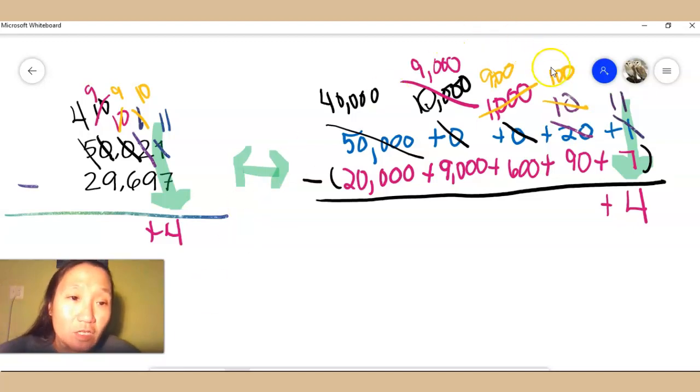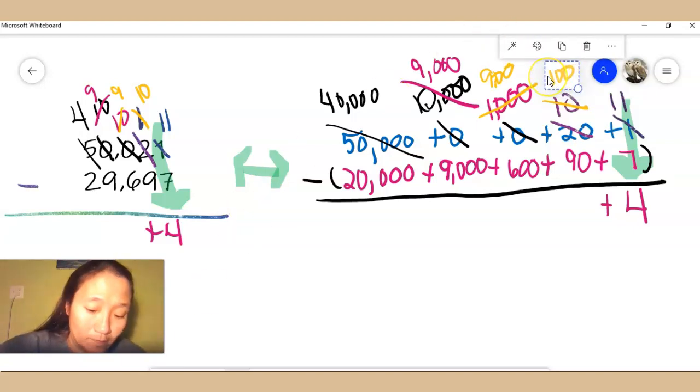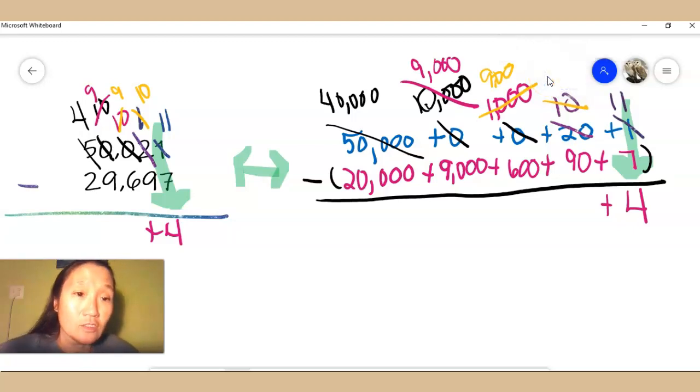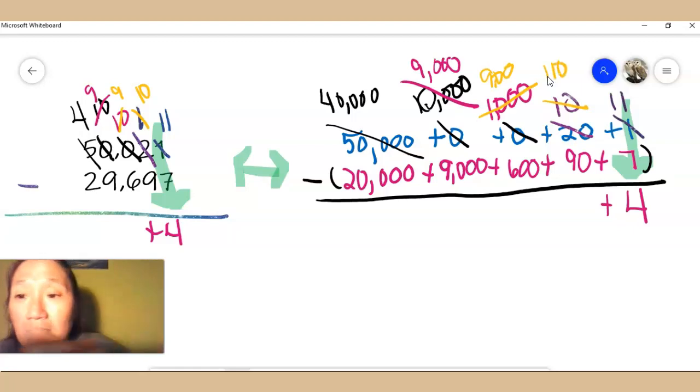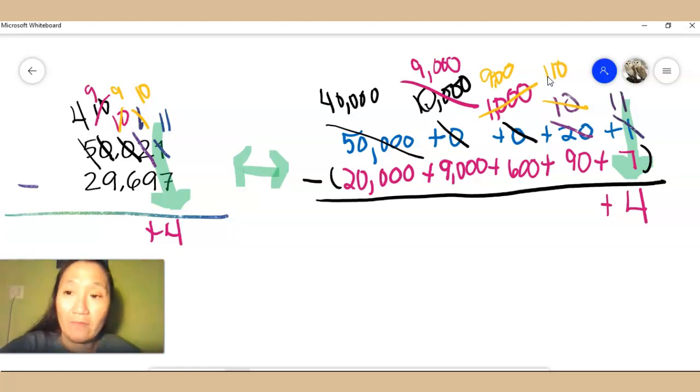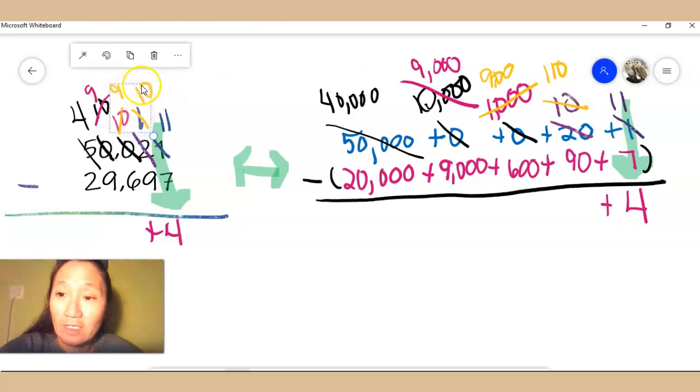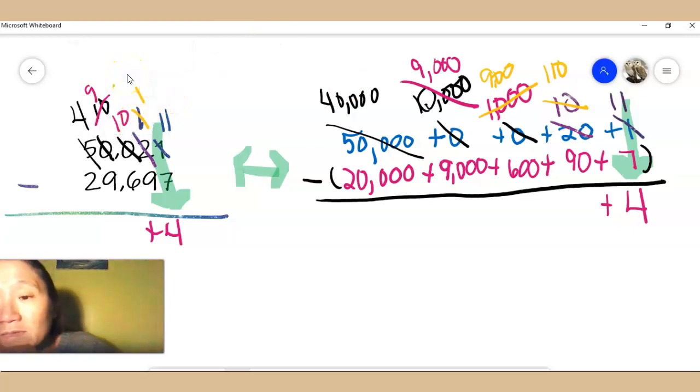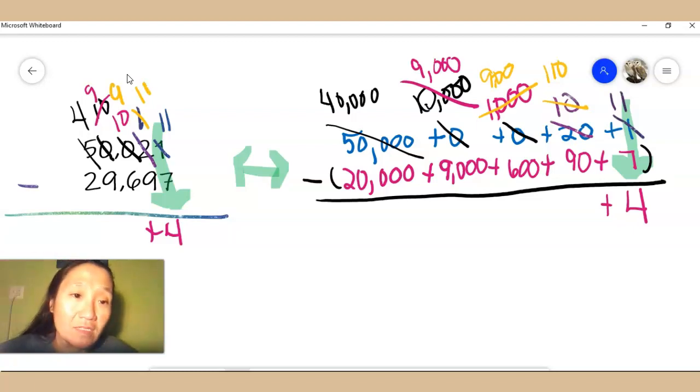That'll actually become, sorry, I did that wrong. So I had 10 there already. So this becomes 110. This becomes 11. Sorry, forgot to add it. So this becomes a 9, and this becomes an 11. So that 1 becomes an 11. So now I can go ahead and I can subtract.